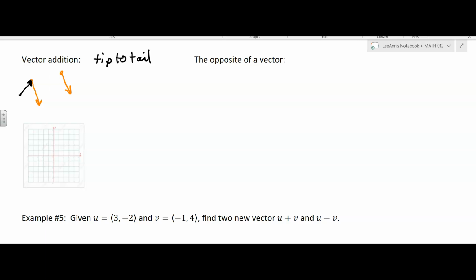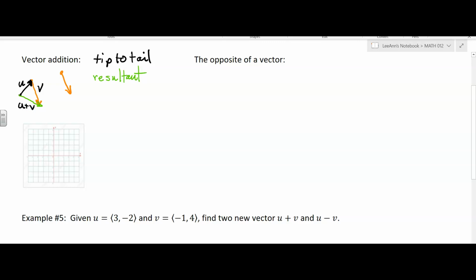Then there's what's called the resultant vector. And how do you know which way to go? You go from the tail of the first vector to the tip of the second vector. So that green vector represents the addition of the black vector and the orange vector. I didn't label them U and V, but I can. So this would be vector U and V, and then this green vector would be U plus V.